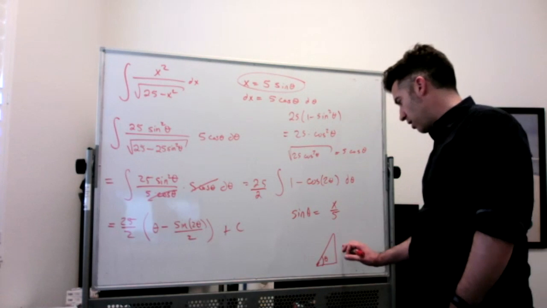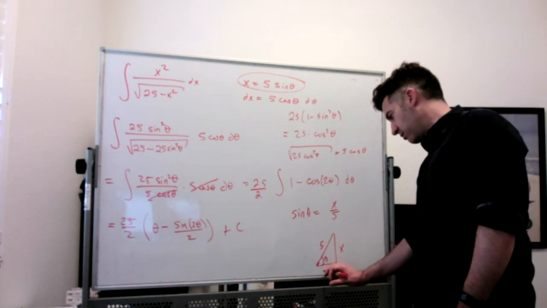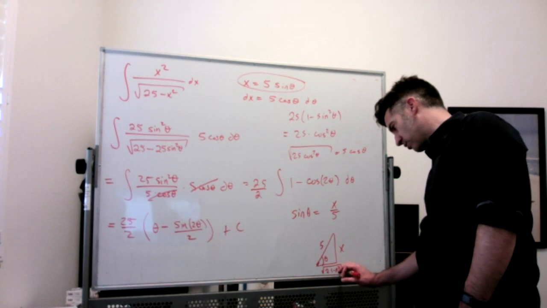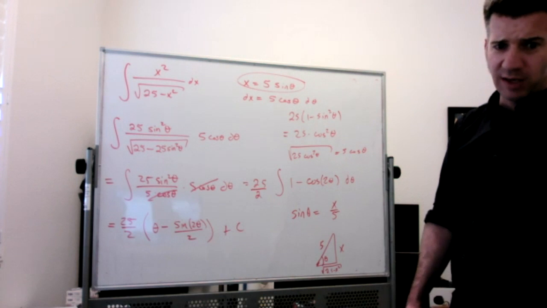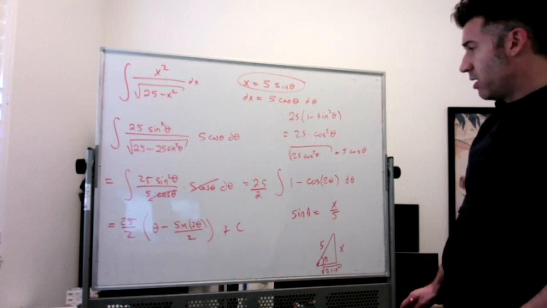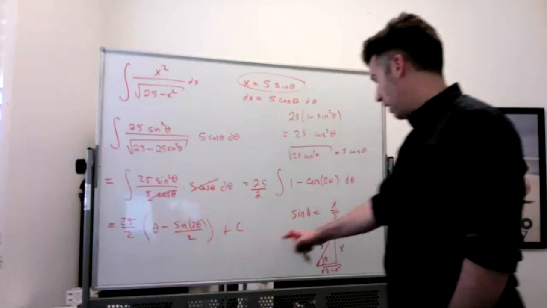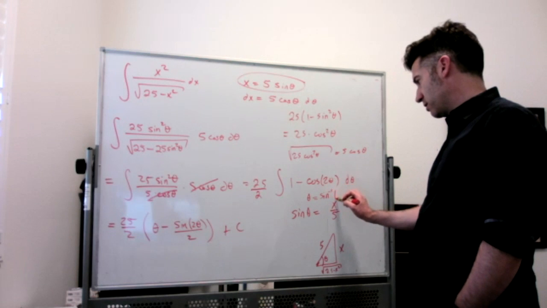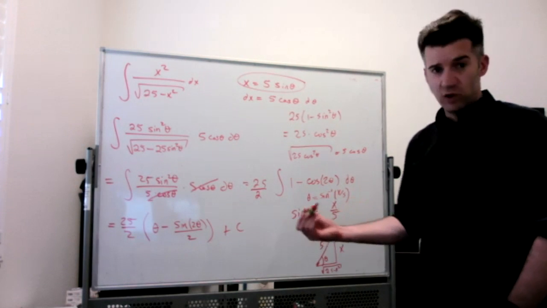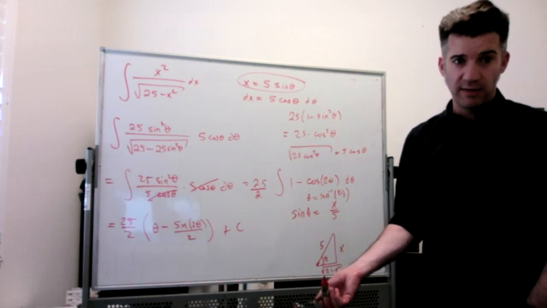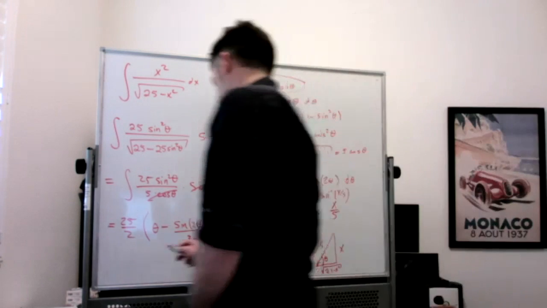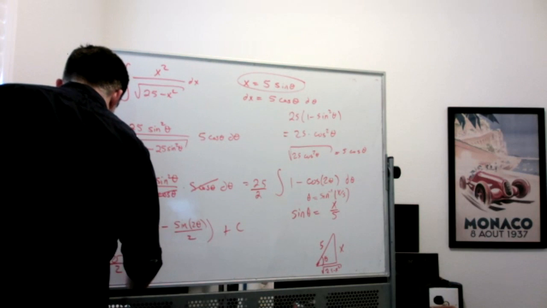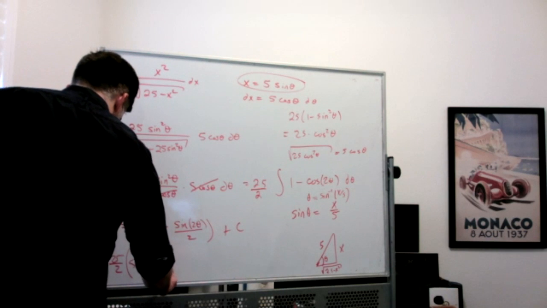There's theta. Opposite is x, hypotenuse is 5. The third side, the adjacent side, is the square root of 25 minus x squared. Now I've got a couple problems here. This is where things get weird. First of all, I've got a theta. Well, I can just solve this with theta and say that theta is the inverse sine of x over 5. So if you do have just theta showing up, you do have to write it as the inverse trig function of whatever. This is going to be 25/2 times inverse sine of x over 5.